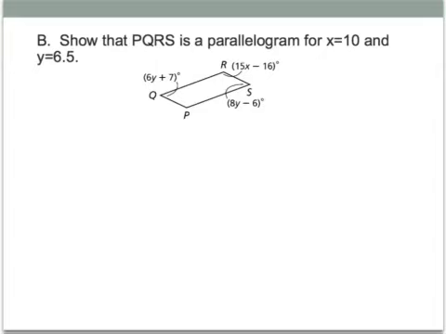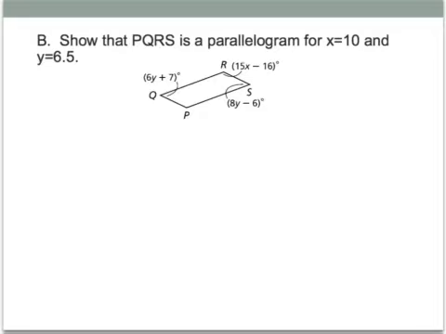So practice B says show that PQRS is a parallelogram for x equals 10 and y equals 6.5. So again, I want to use those 4 conditions that we talked about before, but this time I'm focusing on angles. Now, if you remember for angles, you need to check that consecutive angles are supplementary and opposite angles are congruent. And we notice that Q and S are opposite, so hopefully we find that they are congruent. And then R and S and R and Q are consecutive, so those pairs need to add up to 180.